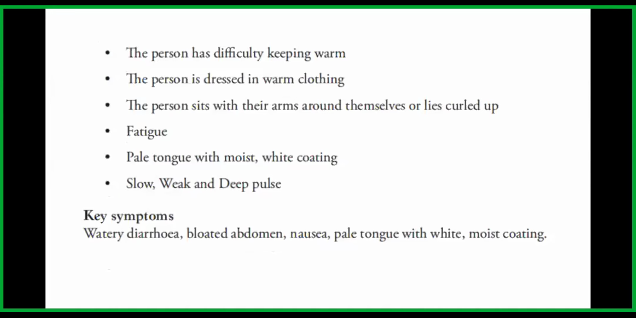The person has difficulty keeping warm. The person is dressed in warm clothing. The person sits with their arms around themselves or lies curled up. There's fatigue. There's a pale tongue with a moist white coating and a slow, weak, and deep pulse. The key symptoms are watery diarrhea, bloated abdomen, nausea, and a pale tongue with a white, moist coating.